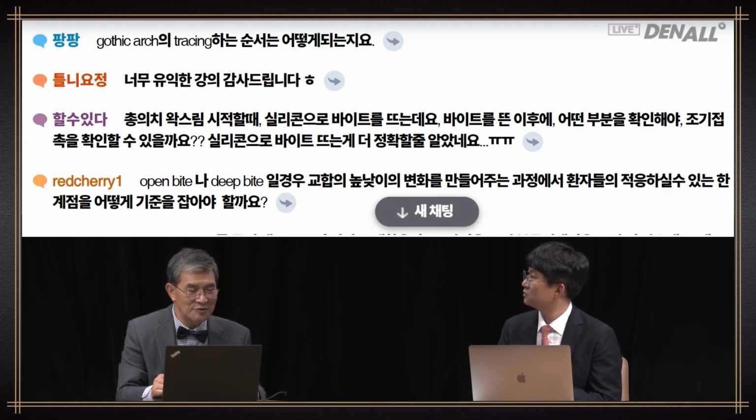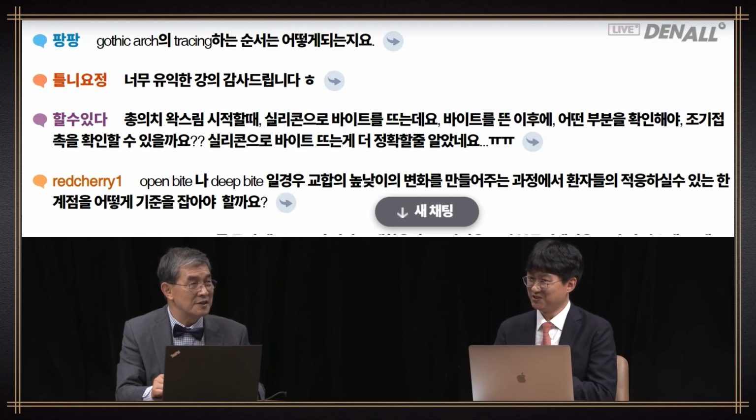Next question, what is the sequence of Gothic arch tracing? I talked about the sequence already.